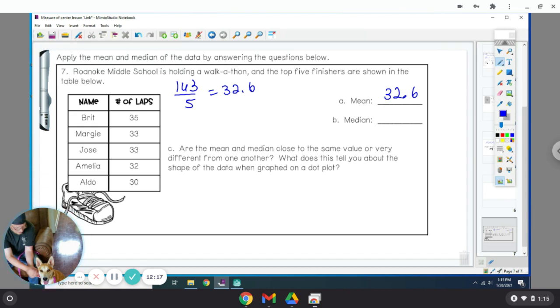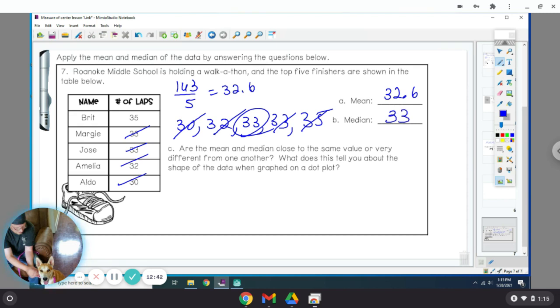Next, we're going to find the median. To do the median, you need to order from least to greatest. So you have 30, and then 32, and then 2 33s, and then a 35. So I'm going to cross off, and my median will be 33.